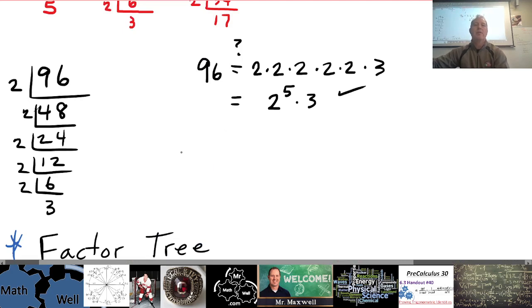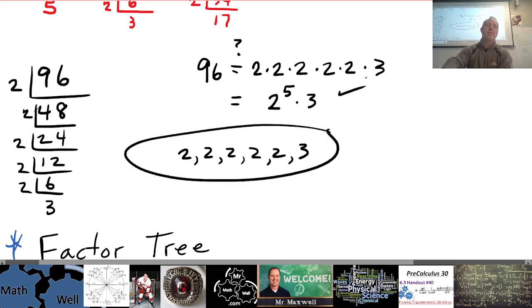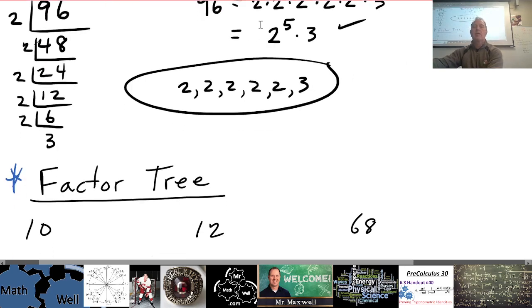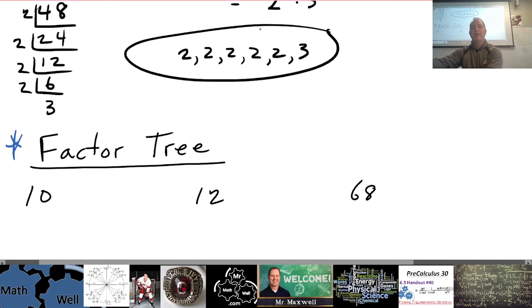So your list of factors, if you're just asked to list them, would be 2, 2, 2, 2, 2, 3, separated by commas. Okay? That's the list of prime factors of 96. And you can write it as a multiplication statement there as well. So that's true. Okay, everybody got that? Understand? Okay, let's talk about factor trees.